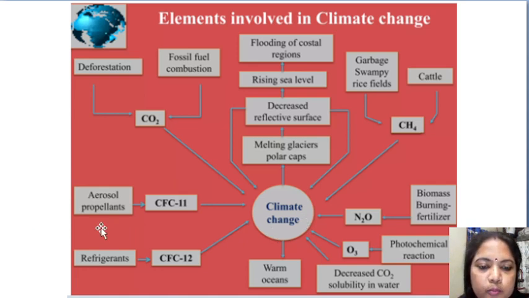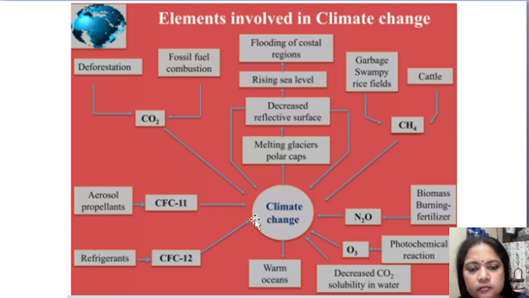Then aerosol propellants, that is CFC-11, chlorofluorocarbon 11. There are different types of chlorofluorocarbons, and they also change the climate. Then from deforestation, carbon dioxide comes. From fossil fuel combustion, carbon dioxide comes, and it changes the climate. Then from cattle, or we can say ruminants, methane is generated. Then from garbage and swampy rice fields, methane is generated.